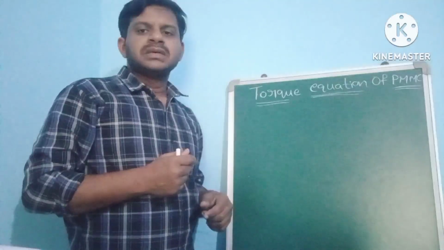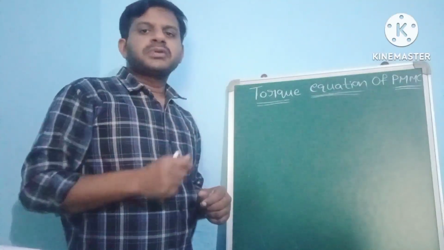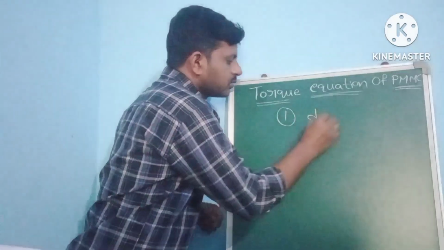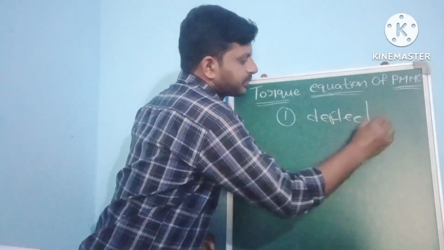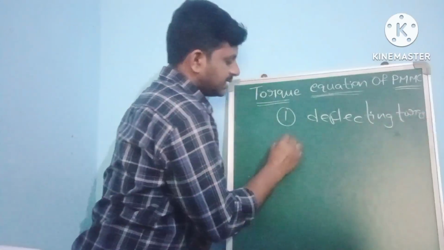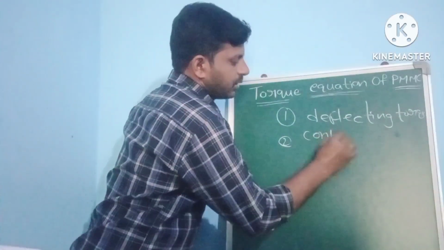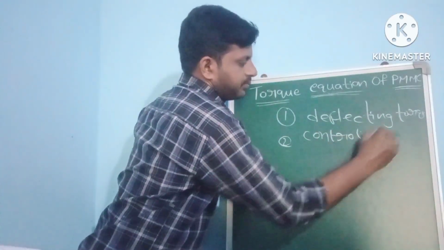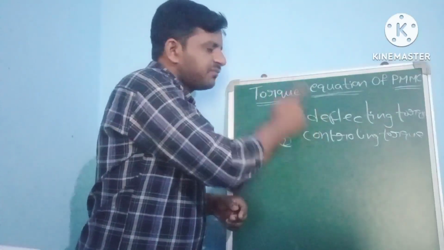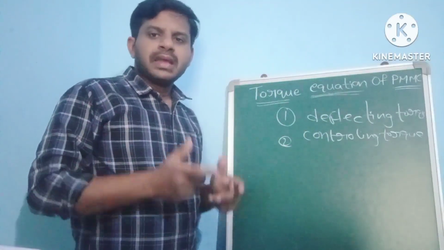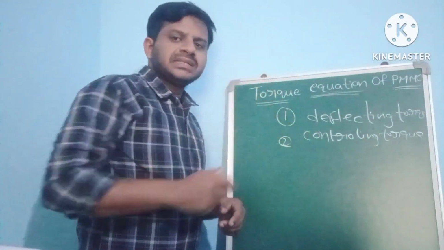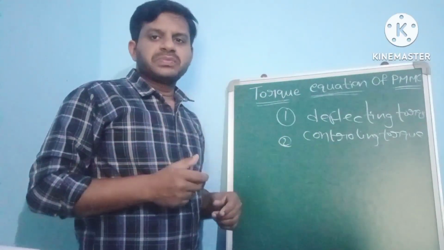in these instruments, basically there are two types of torques existing. One is the deflecting torque and the second one is the controlling torque. The deflecting torque is produced by the magnetic core material, and the controlling torque is produced by the spring system.